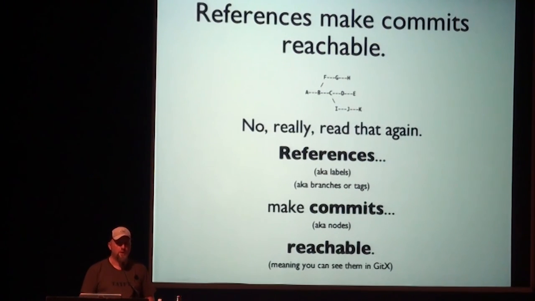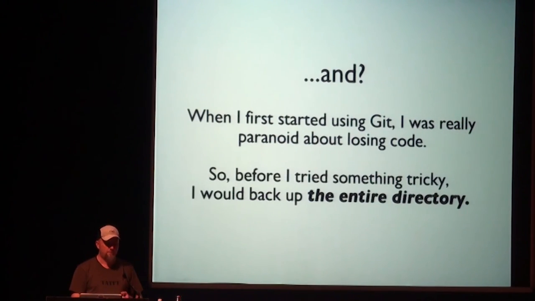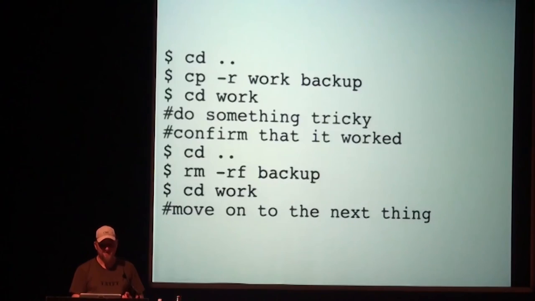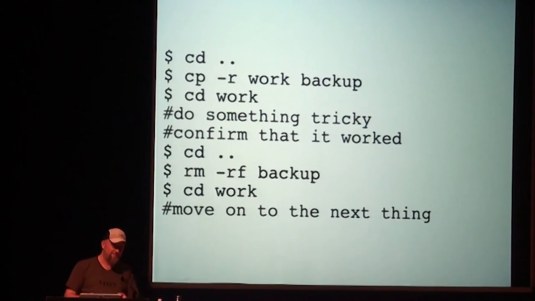The reason I mention this is that when I first started using Git, I was super paranoid about losing code. I would actually back up the entire directory before I did something I was worried about. Change to the parent directory, recursively copy the whole thing to a backup, go back in, do something that I thought was a little bit scary, confirm that it worked, and if I was happy with it, then I would go back up, delete the backup, and continue working. If I screwed it up, then I always had that complete copy to go back to. Has anybody else done this, or is it just me? Oh, good, okay. Thank you for validating that.